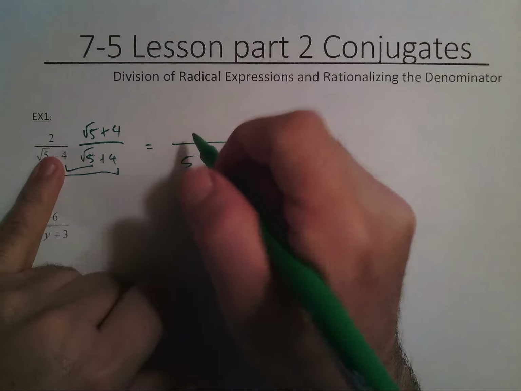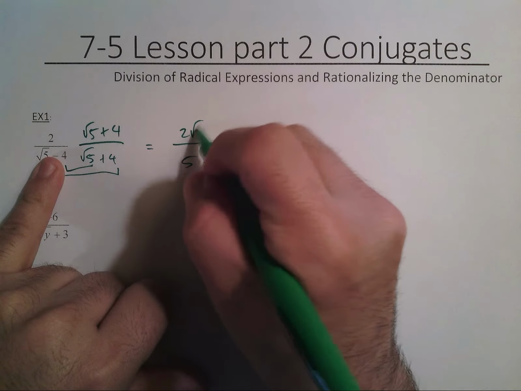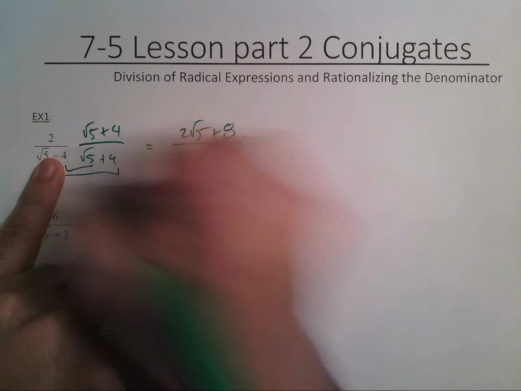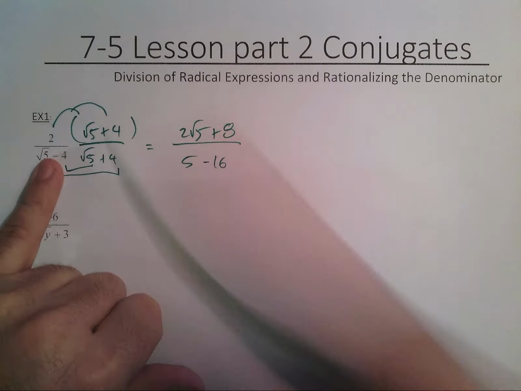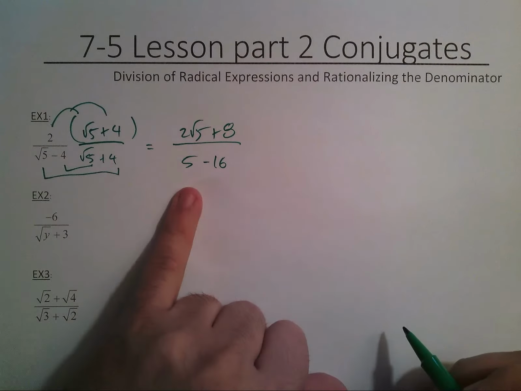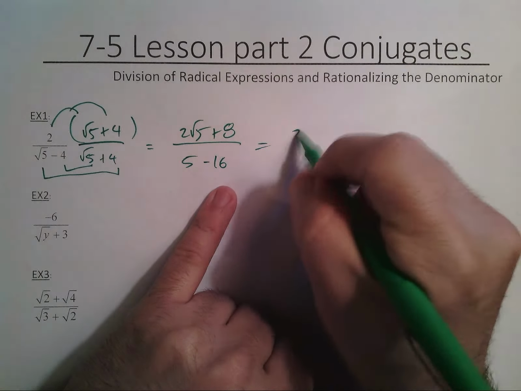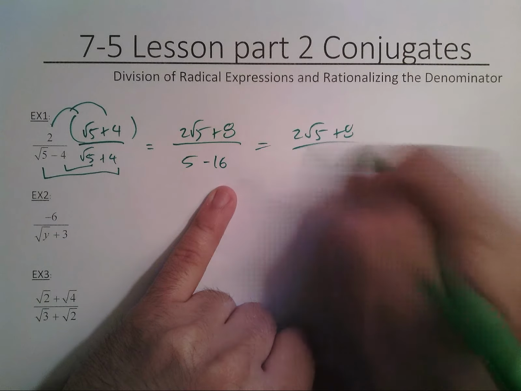Now on the top I just have 2 times the stuff, so it's 2 root 5 plus 8. Think about it, distributing in. Now, 5 minus 16 is 11, so I have 2 root 5 plus 8 over 11.